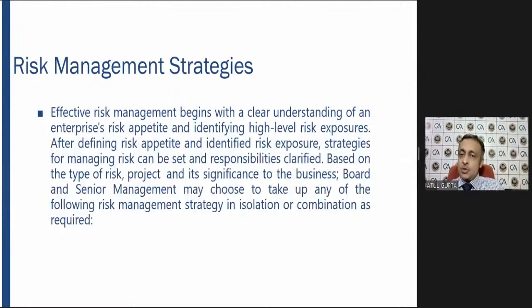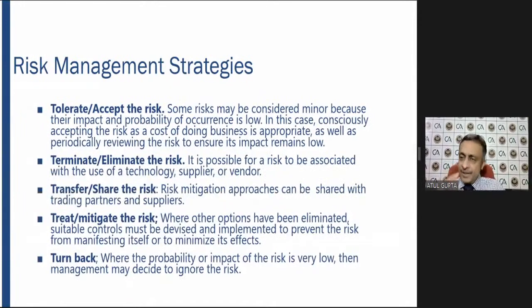Effective risk management begins with a clear understanding of the risk appetite and identifying the high level of risk exposures. After defining the risk appetite and identified risk exposure, strategies need to be brought in. So let us see what those strategies could be. I want you to read those and then I'll explain them. Tolerate, accept the risk. Terminate, eliminate the risk. Transfer, share the risk. Treat, mitigate the risk.